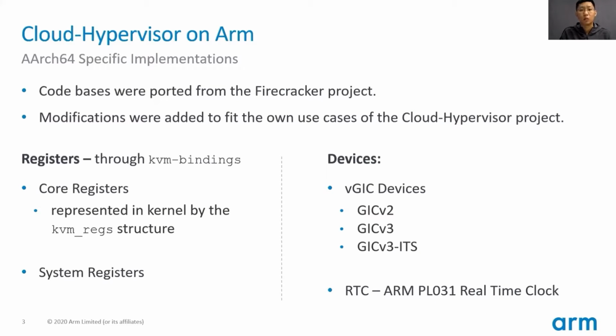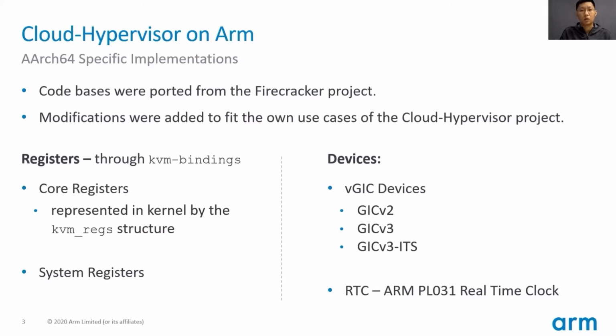In this slide, I'm going to introduce the ARM64 specific implementations that we added to the CloudHypervisor. Code bases from this part were originally from the Firecracker project. We did modifications to these code bases to fit the own requirements of the CloudHypervisor project. The first part of the ARM64 specific implementations is the ARM64 registers. And this part is based on the KVM binding script from Rust VMM.